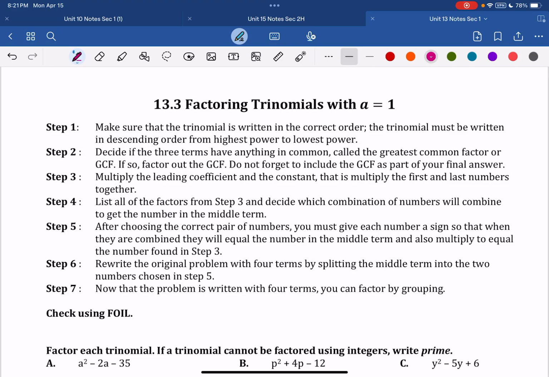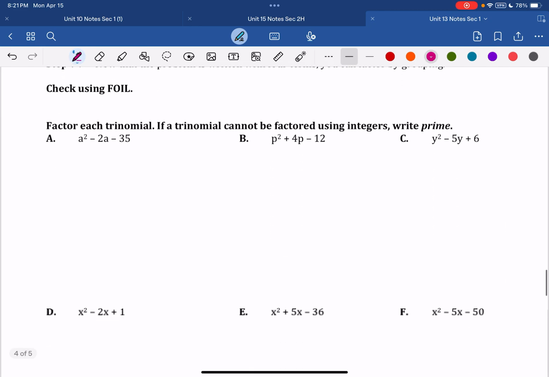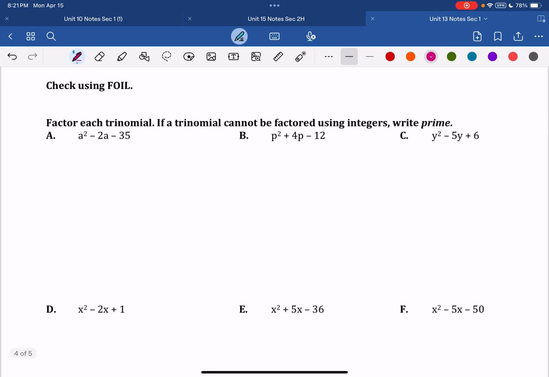All right, welcome to factoring trinomials with a leading coefficient equaling 1. These are what we refer to as our easy trinomials, and after we've gone through them a bit, you'll figure out why, especially once we do the harder ones. There are some step-by-steps if you want to read through those. It says factor each trinomial. If a trinomial cannot be factored using integers, meaning whole numbers, then we write the word prime.